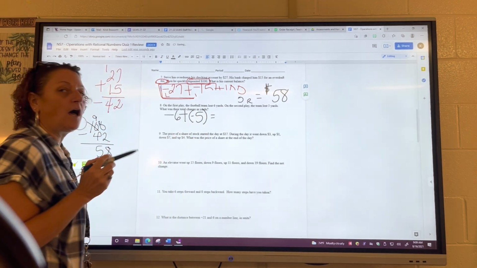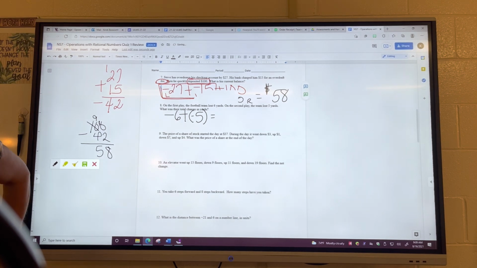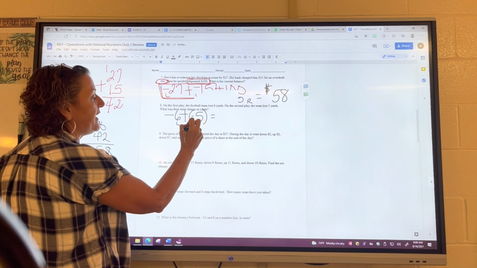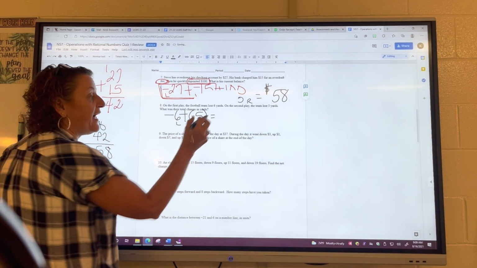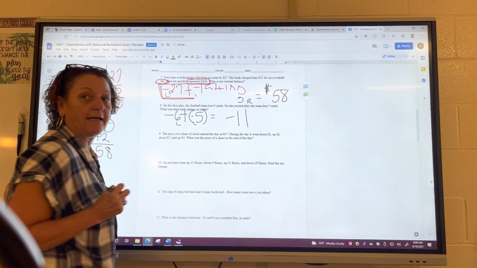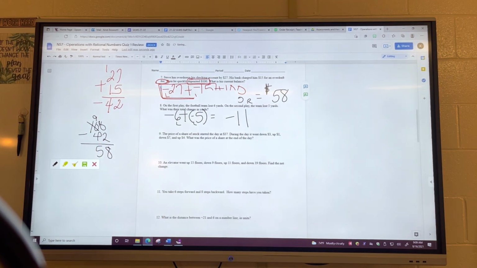So if they lost, all right, so now looking at this, that is left and left. If we're the same direction, same arm, what do we do? We're going to add. 6 plus 5 is 11.